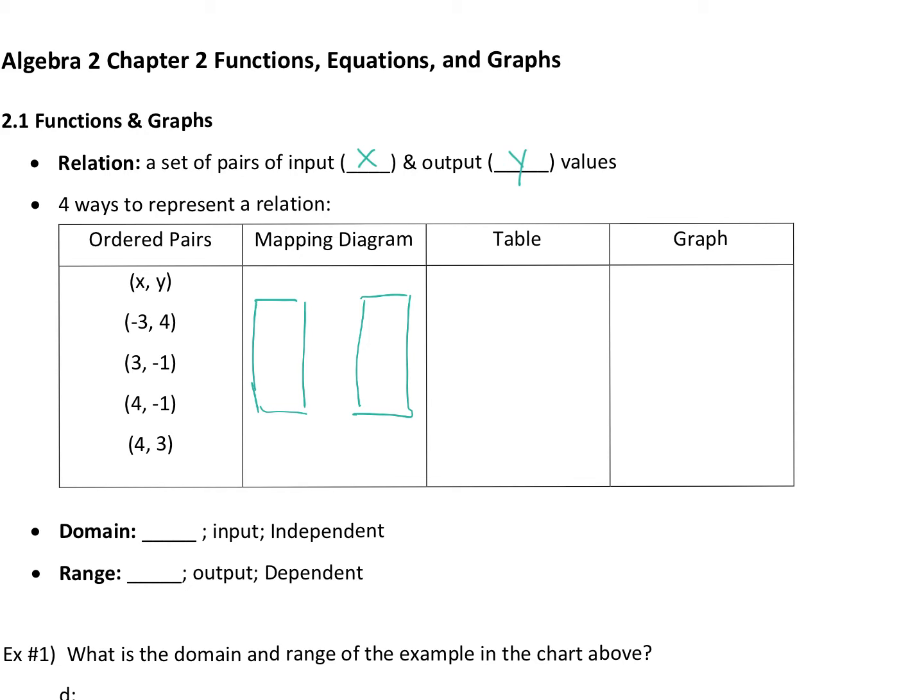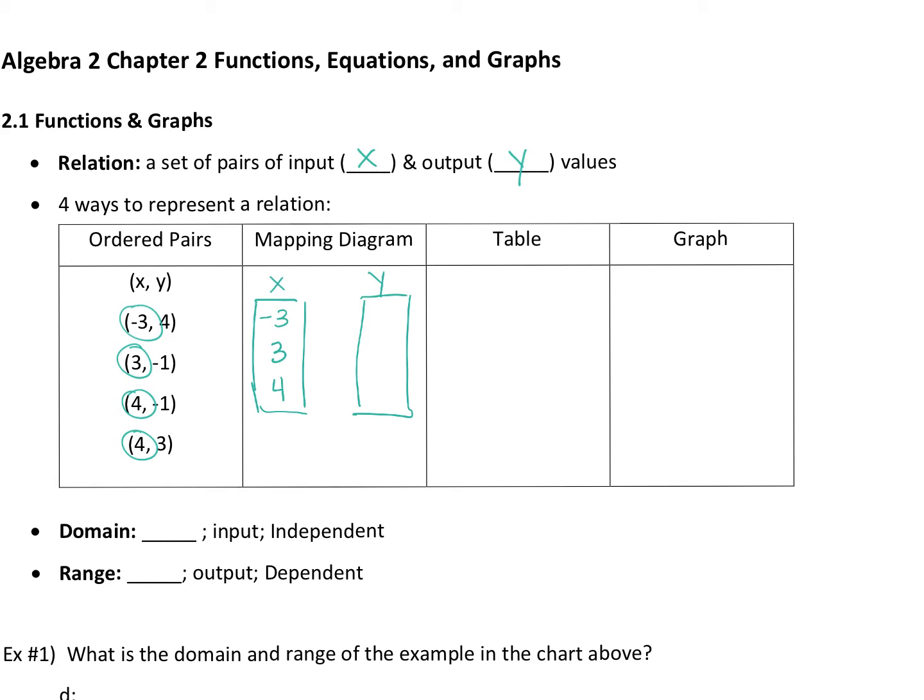Do you remember the rules with mapping diagram? What goes in the left side? Those are your X's. And what do you do with your X's? You put them in order and no duplicates, no repeats, right? So if these are all our X's right now, negative 3, 3, 4, 4, you would go negative 3, 3, and 4. Okay, I know there's 2 4s. We only write 1 for a mapping diagram.